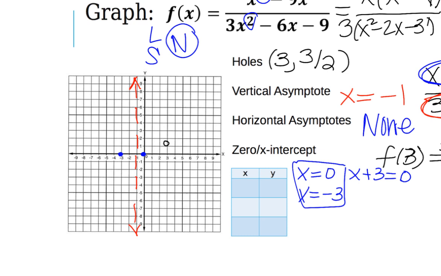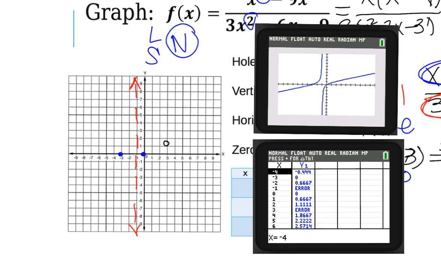But let's take a look at the graph using our graphing calculator to get that general shape and see if we can find another point or two to make it more accurate. So when I put it in my calculator, this is what I should see when I look at my graph and when I look at my table.